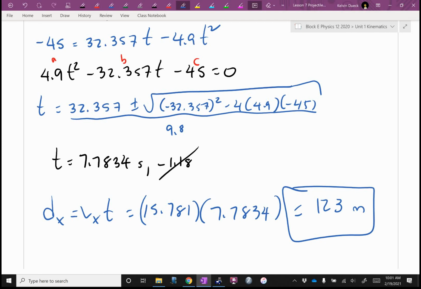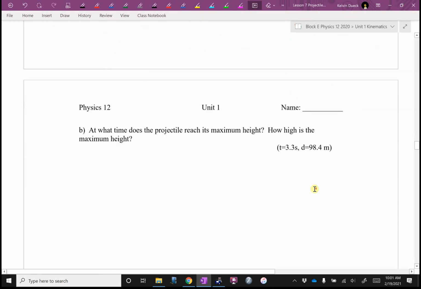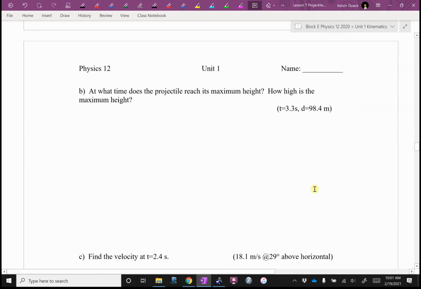That there is totally fair game for the written section of a test. I've told you, I think, that I'm going to put one nasty multiple choice question. What would be fair game for that? Let's think about that. B would be fair game as a written question. Turn the page. At what time does the projectile reach its maximum height, and how high is the maximum height?